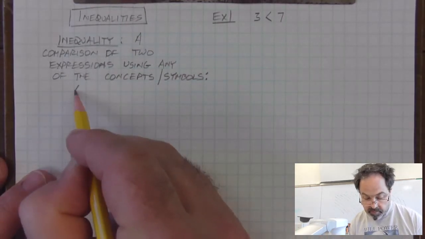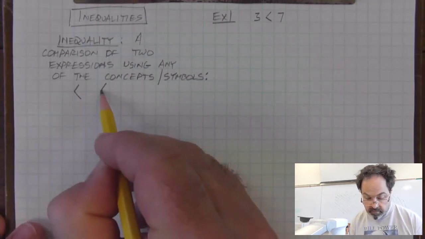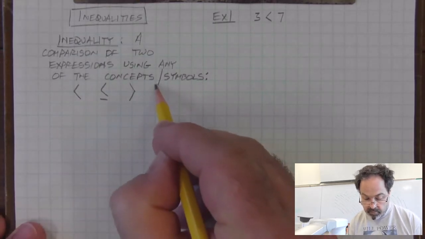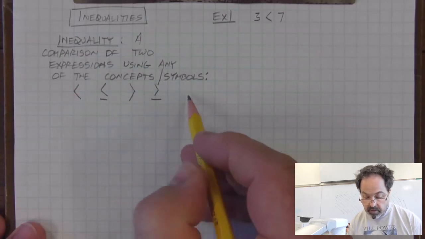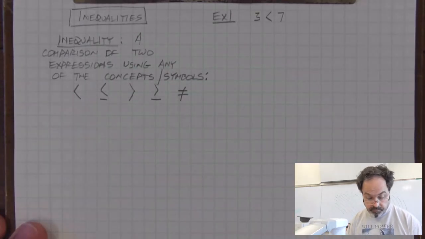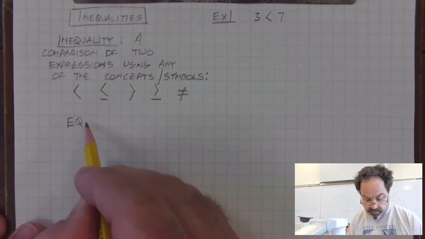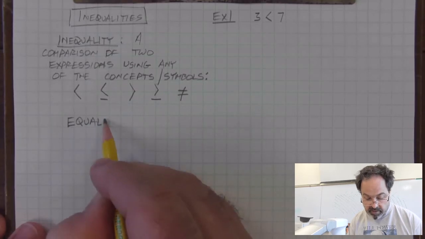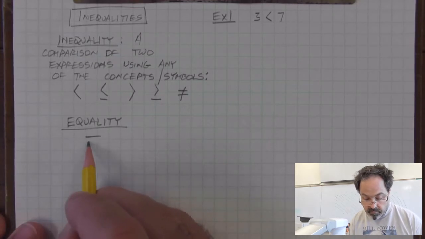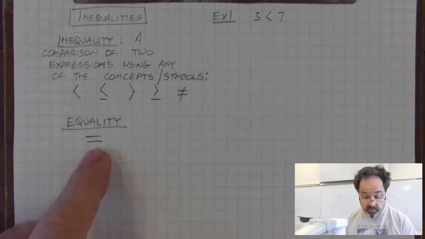And here are the symbols that we can compare to make an inequality. This is less than, less than or equal to, greater than, greater than or equal to, and one that's uncommon, not equal to. These are inequalities, so we can kind of think of there being such a thing as an equality, where we use the comparison symbol equal to. Of course, we don't call it an equality, we call it an equation when we use this comparison symbol.